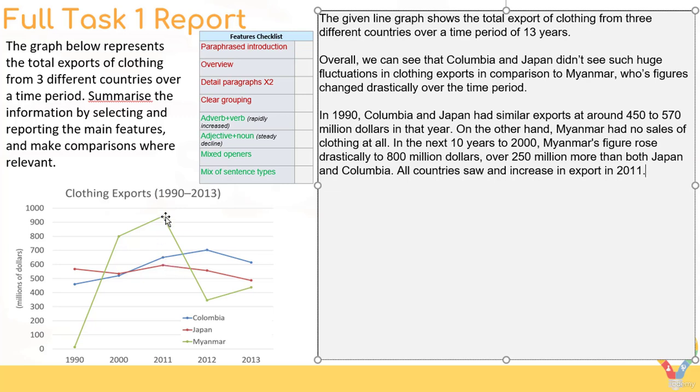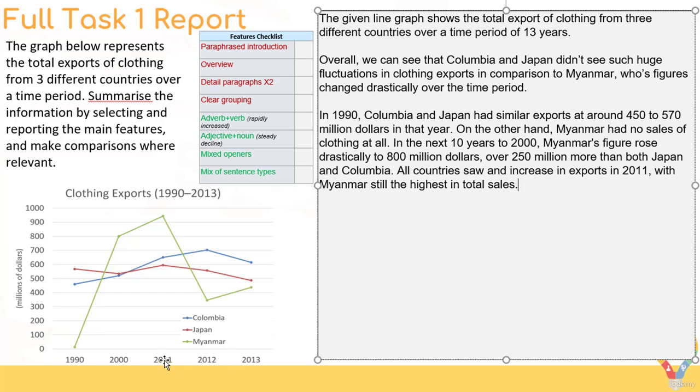I could say that Myanmar was still the highest. All countries saw an increase in exports in 2011, with Myanmar still the highest in total sales, I'm going to say, instead of export. So that's my first 3 years done. I'm now going to move on to describe 2012 to 2013.